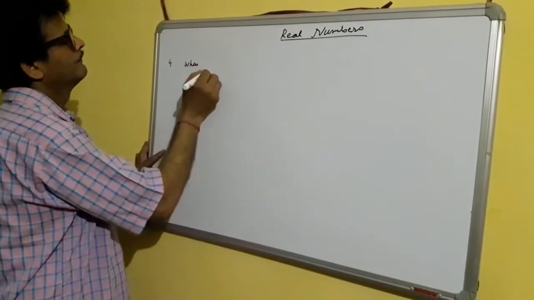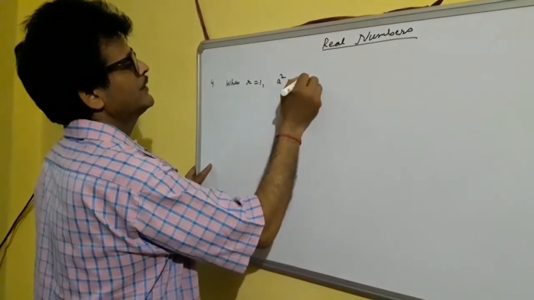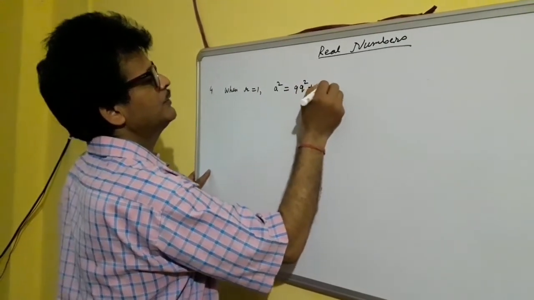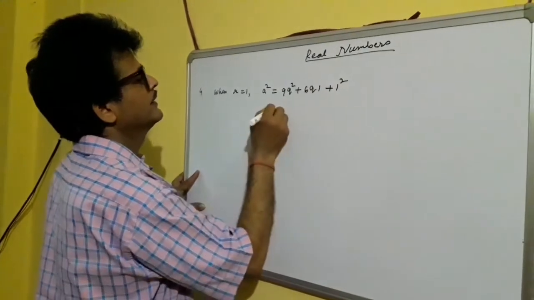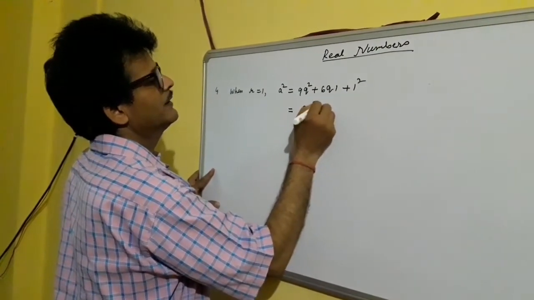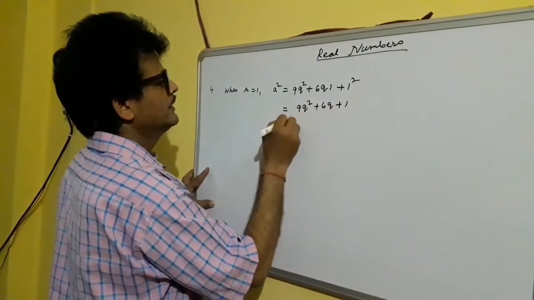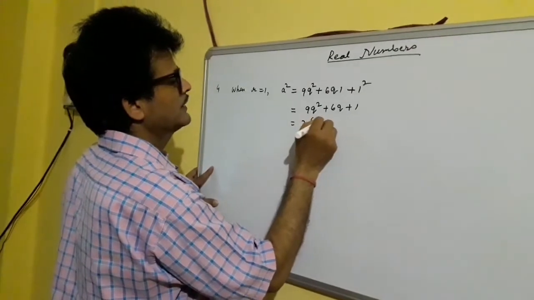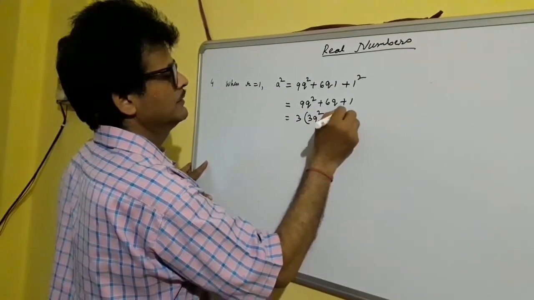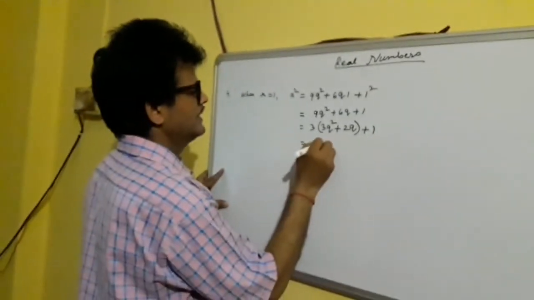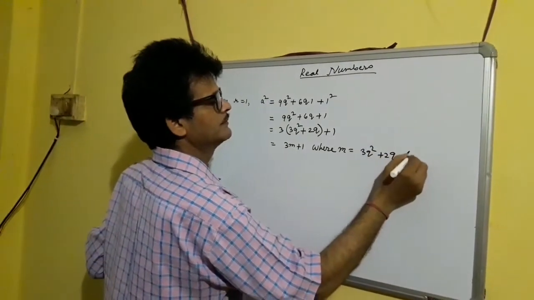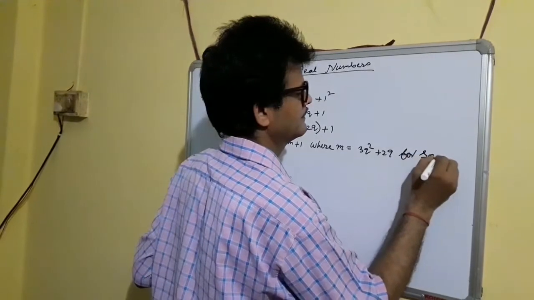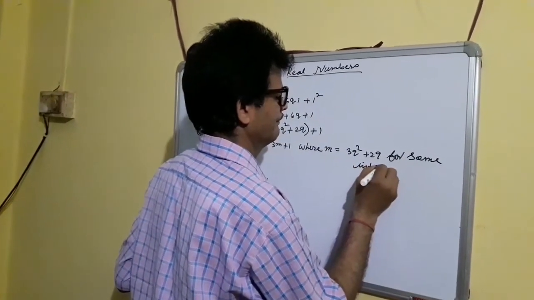When R is equal to 1, A square is equal to 9Q square plus 6Q into 1 plus 1 square, which is equal to 9Q square plus 6Q plus 1, which is equal to 3 whole into (thrice Q square plus twice Q) plus 1, which is equal to thrice M plus 1, where M is equal to thrice Q square plus twice Q for some integer M.